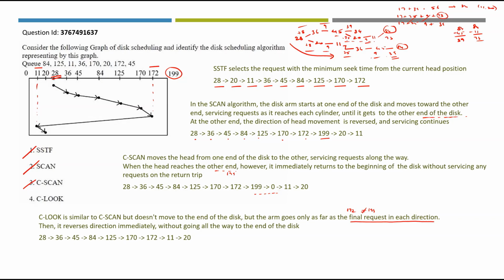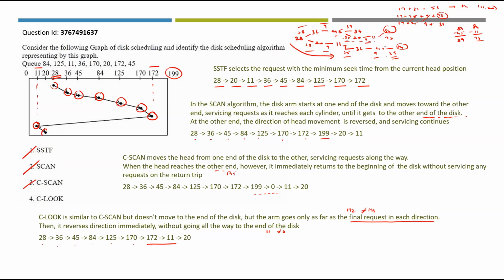It will reverse direction immediately when it finds the first request. You have 11 in the first place. Without going all the way to the end of the disk, it will stop at 11 but it will not go to 0. Now you can have the order as 28, 36, 45, 84, 125, 170, 172. From 172 we are moving to 11. From 11 we are going for 20. This graph is also giving the same order, without touching the other end 0, it is stopping at 11.